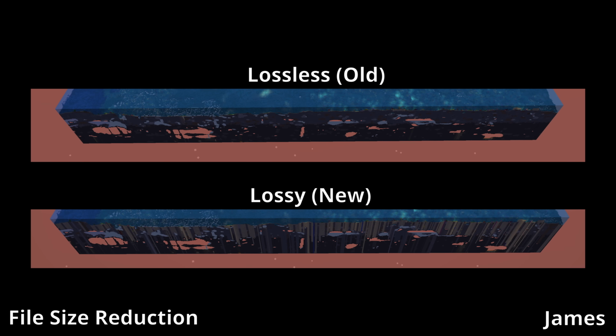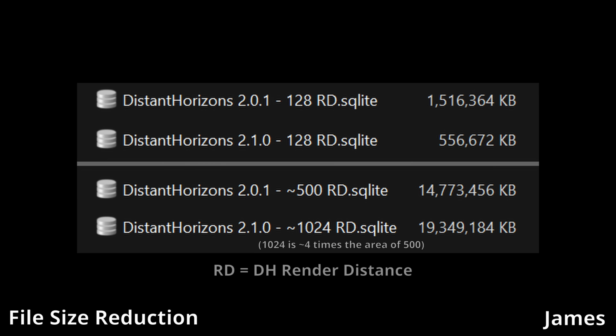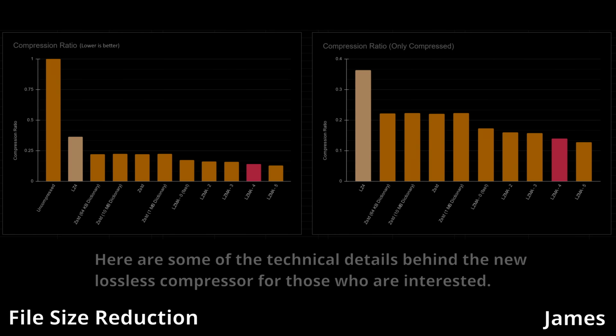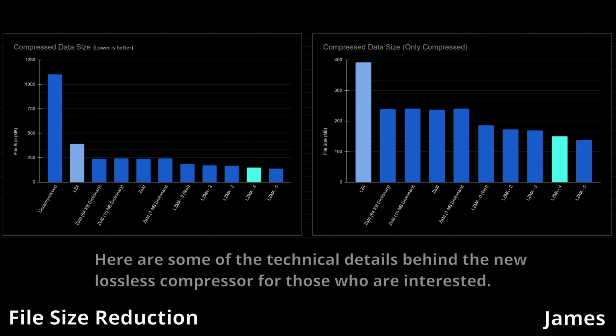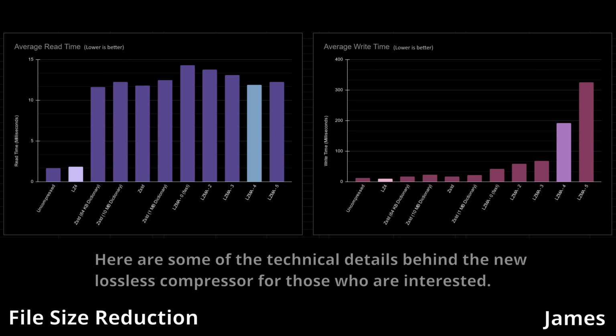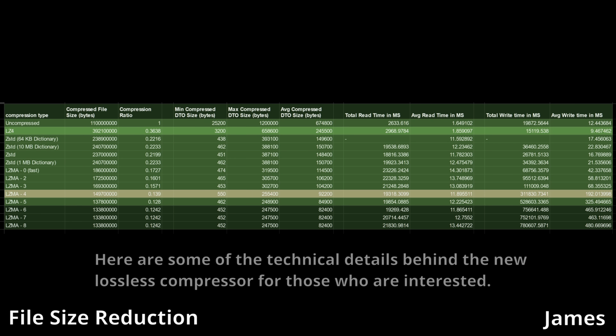Along with the new world gen handling, we have new lossy and lossless data compression, which combined can reduce file sizes to 1/3 the size of DH2's. Just be aware that this reduction won't be seen for old migrated worlds because the process to vacuum a large database can take tens of minutes, and we don't want to make you wait that long to load into a world.